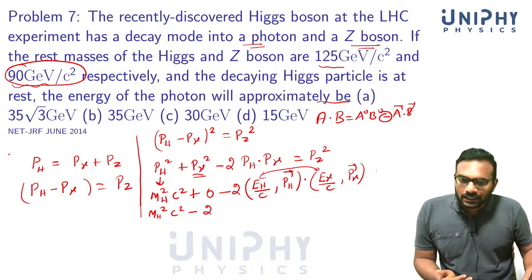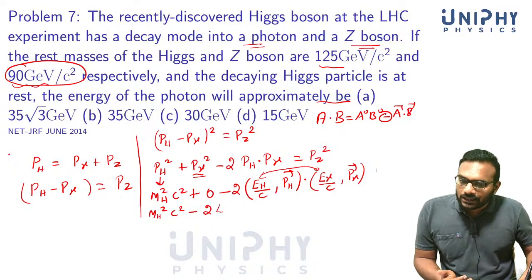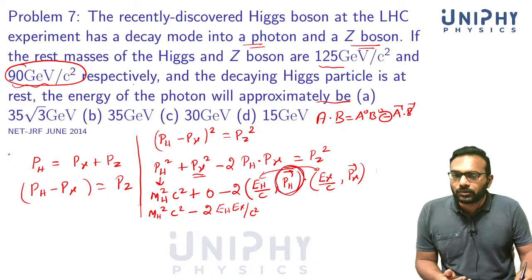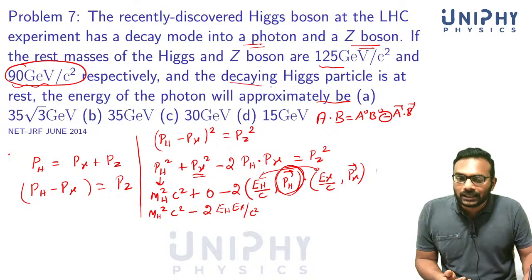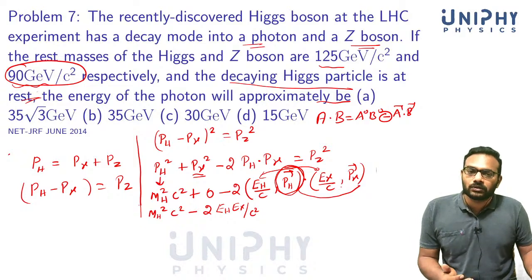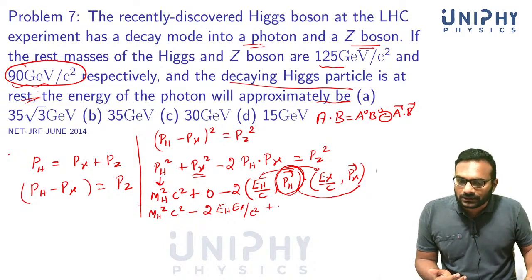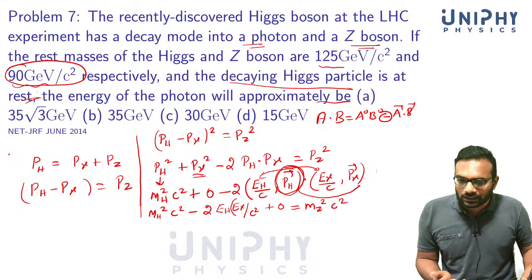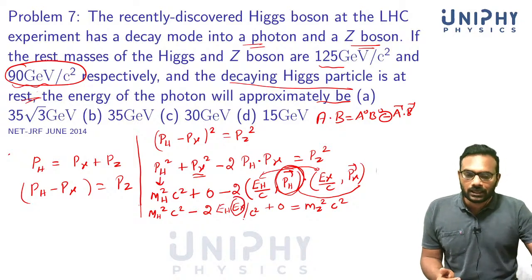Okay, so this is minus 2. If you multiply this, EH by c, E gamma by c, so that is EH E gamma by c square. And what's pH? In our frame, the 3-momentum of the Higgs boson is 0 because the Higgs boson is at rest. The decaying Higgs particle is at rest. So when you multiply these two, this becomes 0. So we have eliminated P gamma. Plus 0 is equal to Pz square, that's simply mz square c square. That's it. We have done it. We just solve for E gamma now. That's what we need to find.